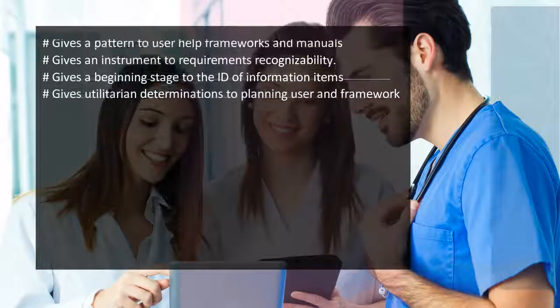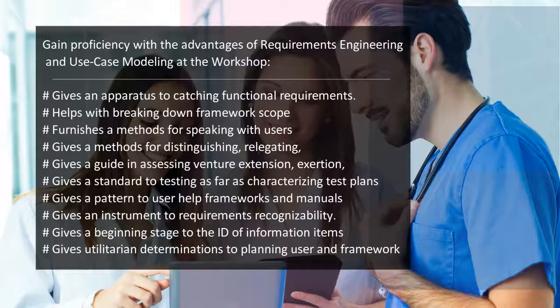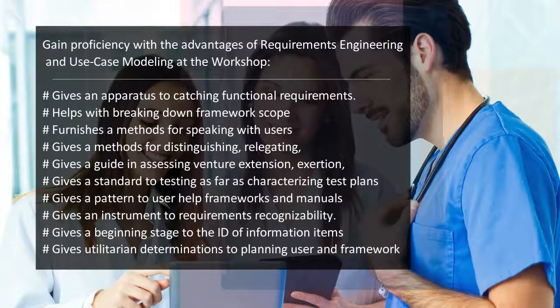Gain proficiency with the advantages of requirements engineering and use case modeling at the workshop. Gives an apparatus to catching functional requirements. Helps with breaking down framework scope into progressively reasonable pieces. Furnishes a methods for speaking with users and different partners concerning framework usefulness in a language that is effectively comprehended. Gives a methods for distinguishing, relegating, following, controlling, and the board framework advancement exercises, particularly gradual and iterative improvement. Gives a guide in assessing venture extension, exertion, and calendar.